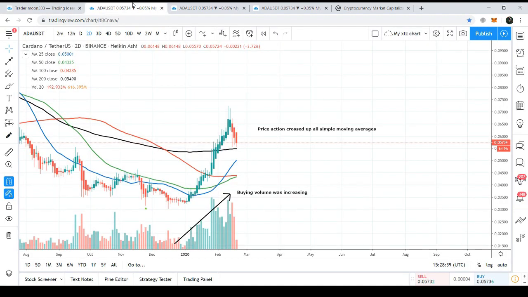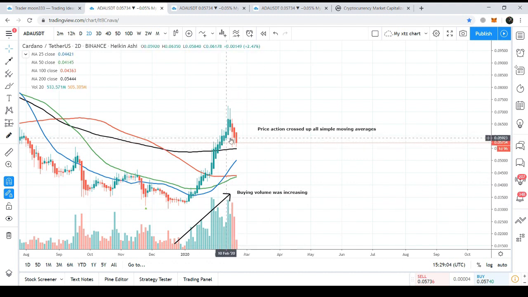Now if we move to the current chart, we can see that on the 2-day chart, the price action turned so much bullish, and you can see the power of bulls here: they have crossed this blue one, which is the 25 moving average, this green one, the 50 moving average, this red one, the 100 moving average, and this black one, the 200 moving average.